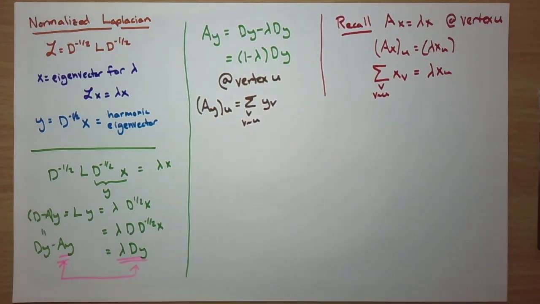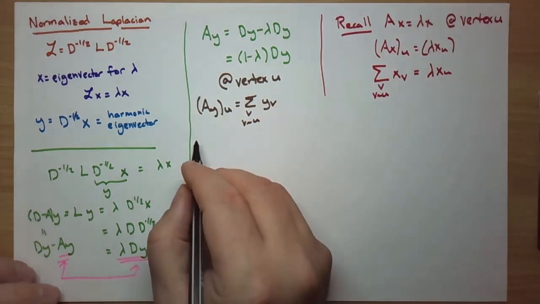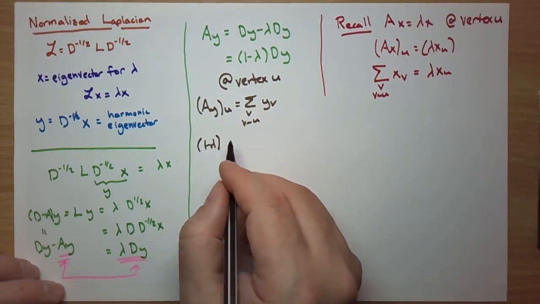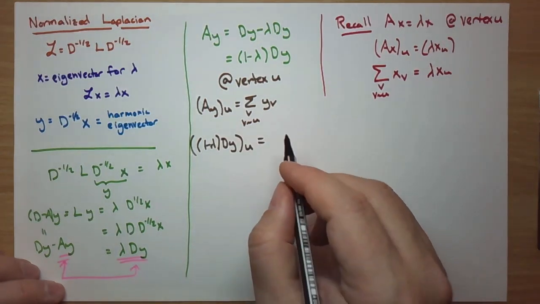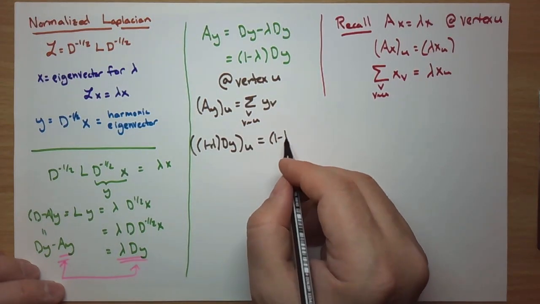Okay, so what about the right-hand side? What's going on there? So 1 minus lambda becomes, well, I'll give you the 1 minus lambda for free.